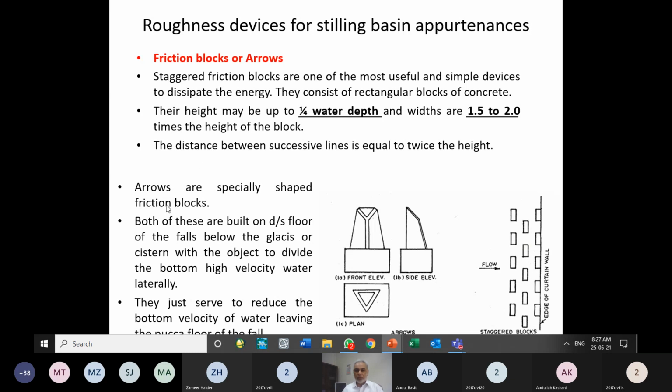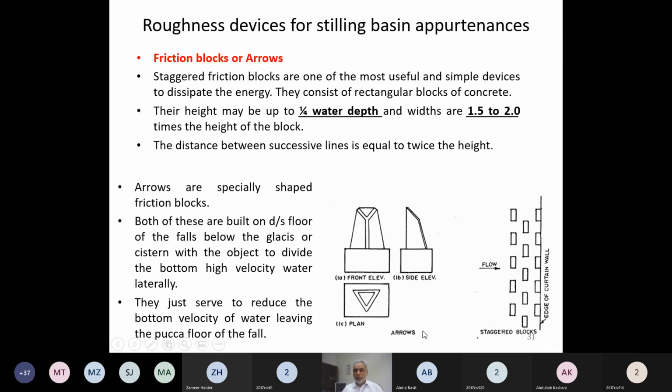They can be of different shapes. For example, over here we are showing you triangular shaped blocks. If the block shape is triangular, they are called arrows. Otherwise, they are simply called friction blocks or baffle blocks, or impact blocks. Sometimes we call them impact blocks. So these three names are used: baffle, impact, or friction blocks.